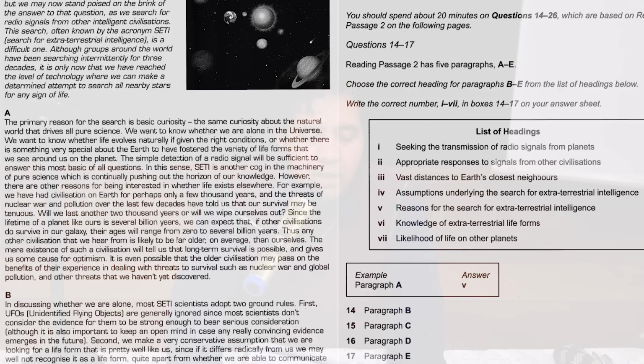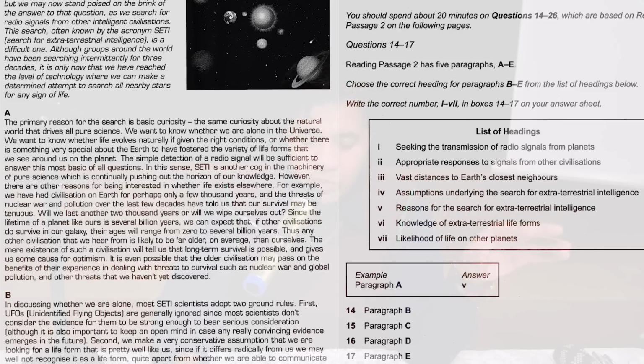Now here we are. Paragraph B, in discussing whether we are alone, most SETI scientists adopt 2 ground rules. First, and then they mention second. So 2 ground rules. Keep that in mind and tell me which heading is going to match with it. 2 ground rules. Whenever they go for searching and all that, they keep 2 ground rules in mind. And these ground rules are like they assume these 2 things. So what we assume is called assumption. Heading number 4. Exactly.